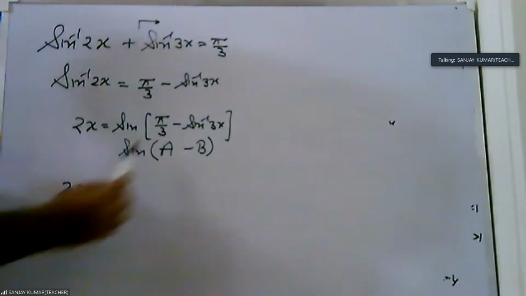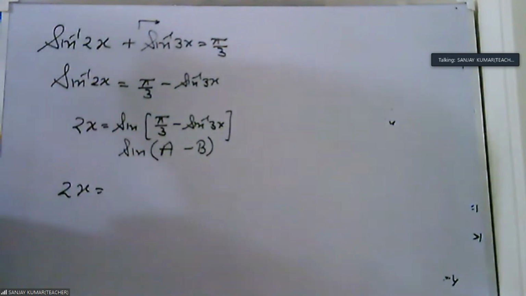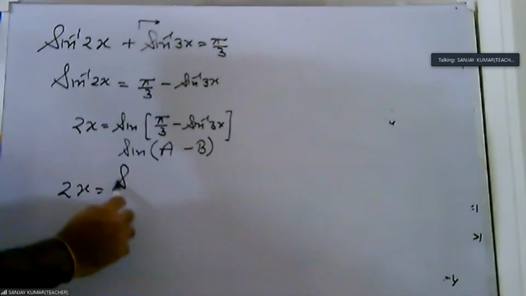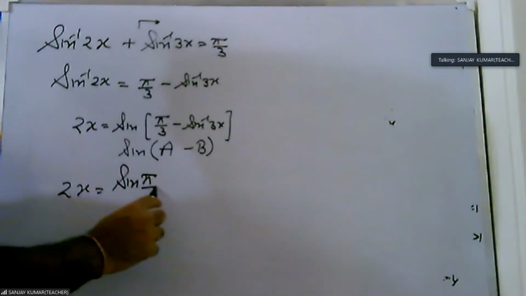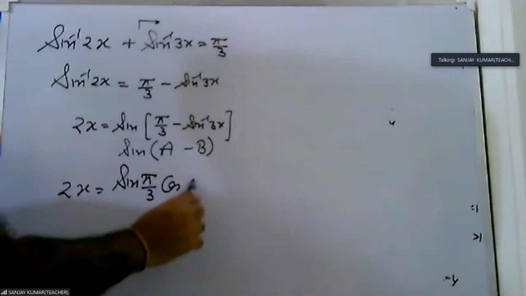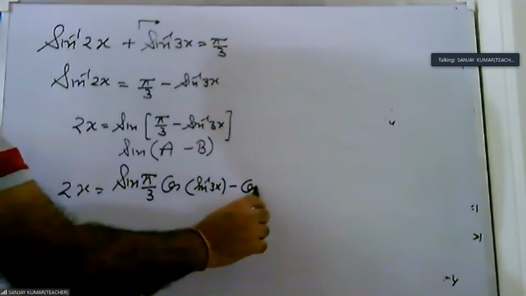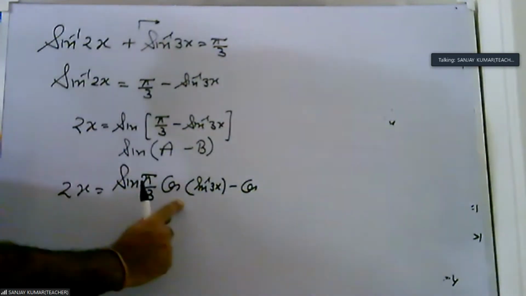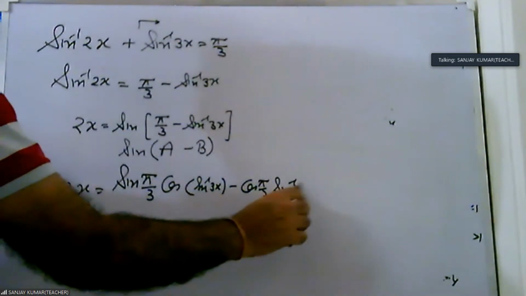Then the first one is sine A, and the second one we consider B. Now this is the formula of sine A minus B. So what is sine A minus B? That is sine A cos B. Now what is sine A? Sine A is pi by 3, cos B, that is cos of sine inverse 3x. This is sine A cos B. Now cos A sine B, this is sine of sine inverse 3x.